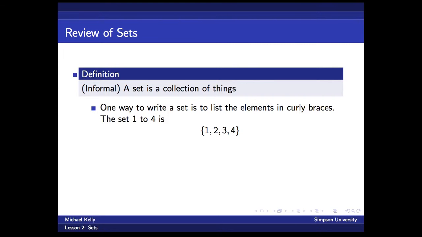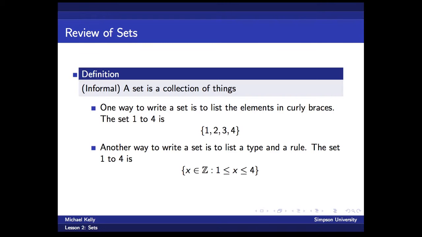Another handy way to write a set down, which we will discuss a little bit more later, is to write down the type of elements, then a colon, and then the rule that the element satisfies. This funny looking E and this funny looking Z will be discussed shortly. But this is another way to write down the set of elements 1, 2, 3, and 4.